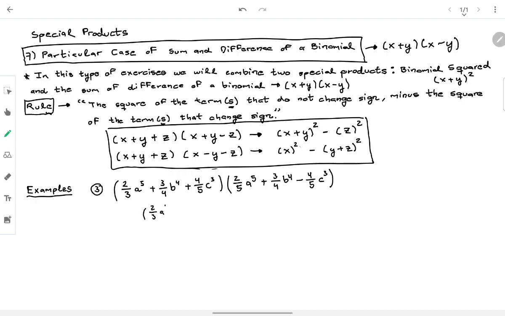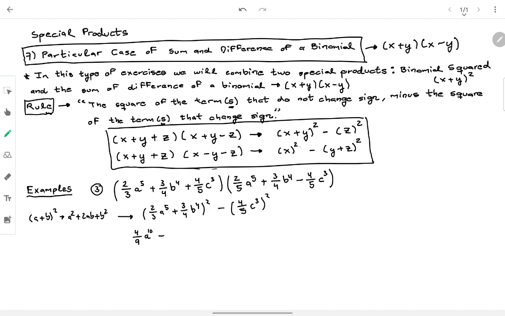2/3 of a to the 5th plus 3/4 of b to the 4th, all of it squared, minus the one that changes sign, in this case 4/5 c to the 3rd squared. So remember this one, it's like doing a plus b squared. So it's going to be a squared plus 2ab plus b squared. So a squared is 4 over 9 a to the 10.